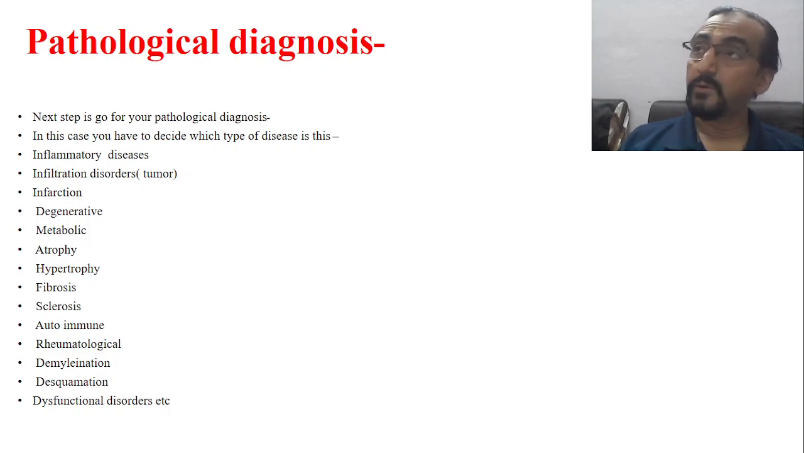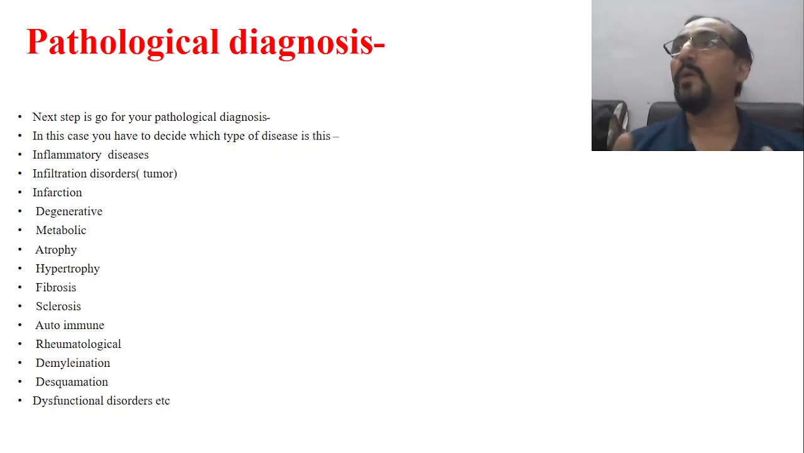Atrophy, hypertrophy, fibrosis, sclerosis, or do you think it is an autoimmune pathology? Autoimmune is both a cause and a pathology. Now, is it a rheumatological pathology? Is it a demyelination pathology? Is it a desquamation pathology? Or is it some dysfunctional disorder? This is how you have to identify, because whatever disease the patient has, it should have some pathology, and it should come under the heading of one of these mentioned problems.